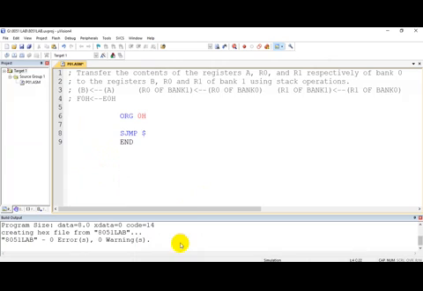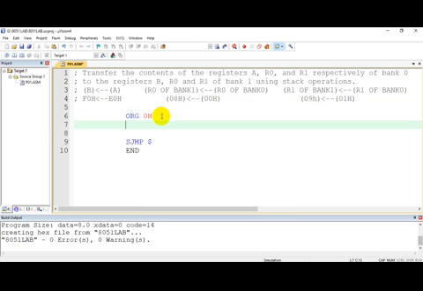Now let us write it here. Address of R0 of bank 1 is 08H, and address of R0 of bank 0 is 00H. Similarly, R1 of bank 1 is 09H and R1 of bank 0 is 01H. Fine. Now we have to do this using the push operation. Same thing as we have done in the previous program.